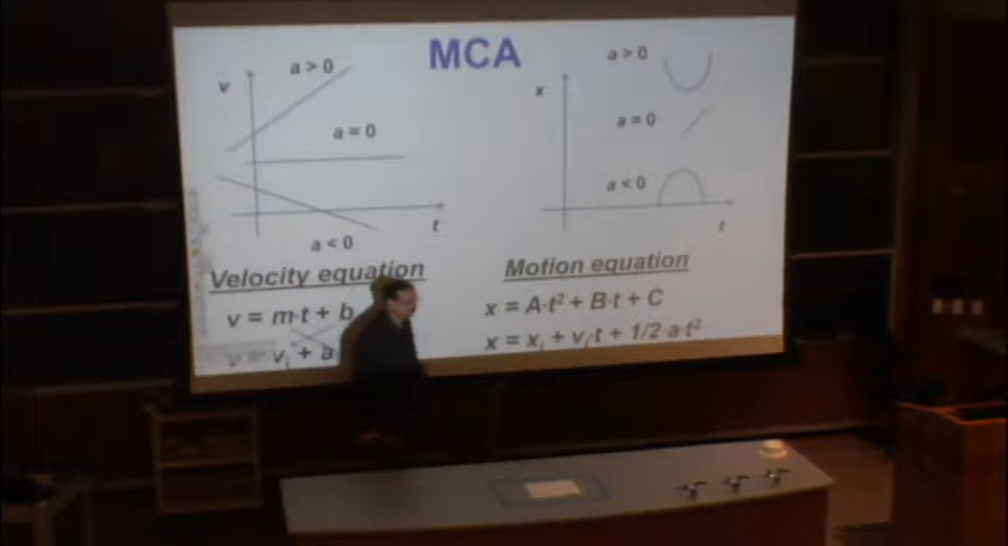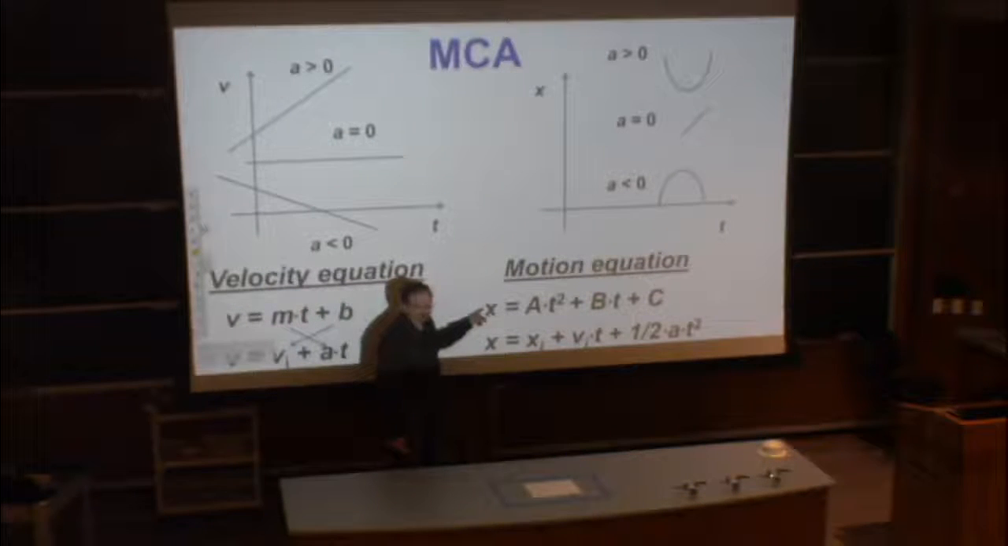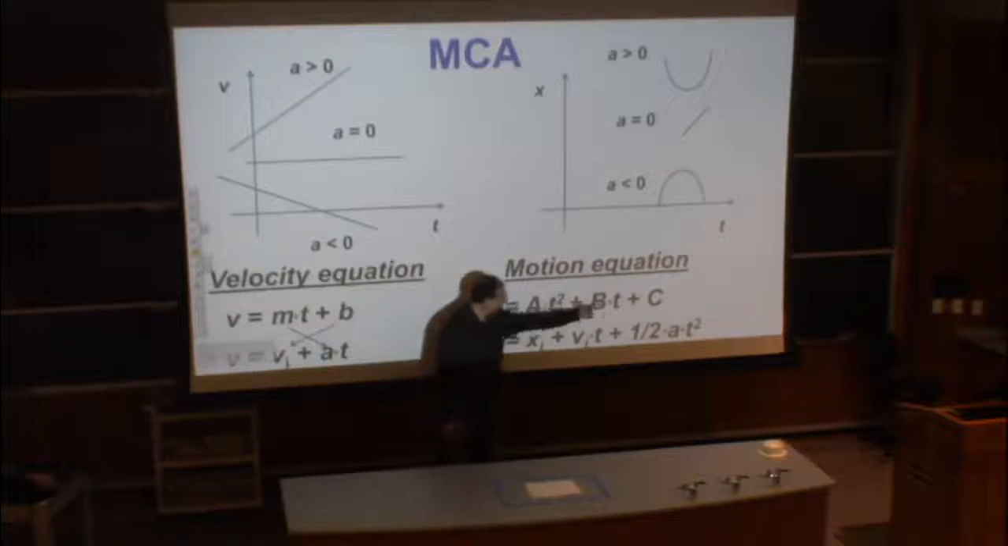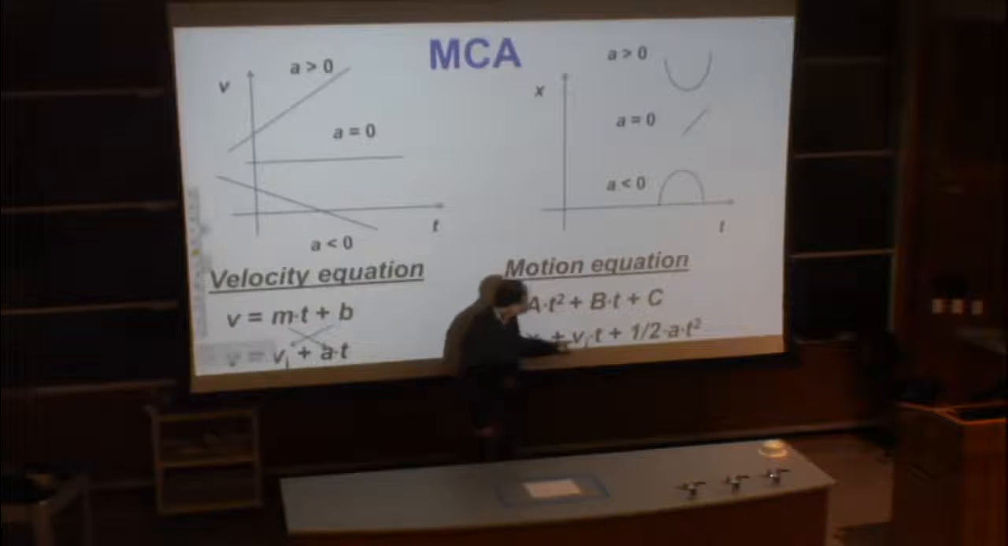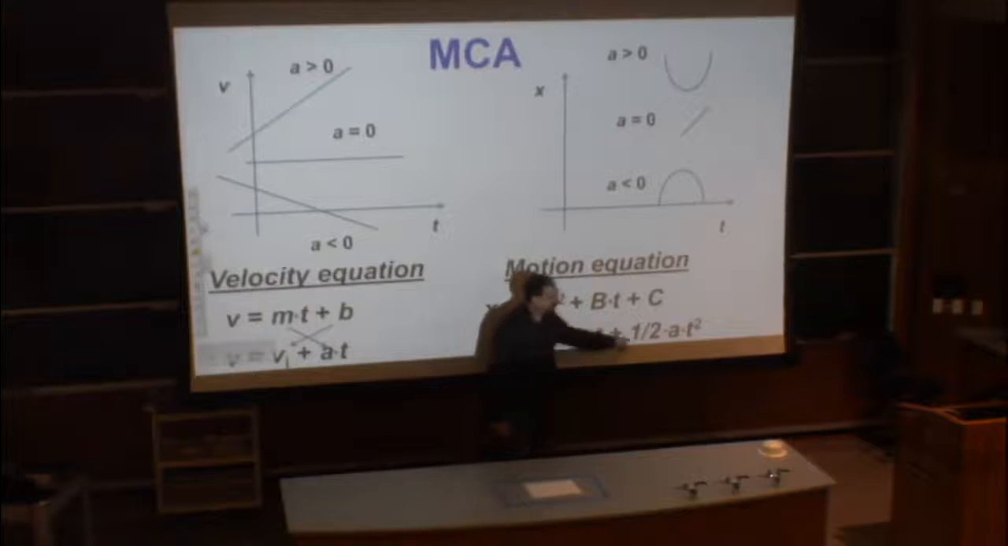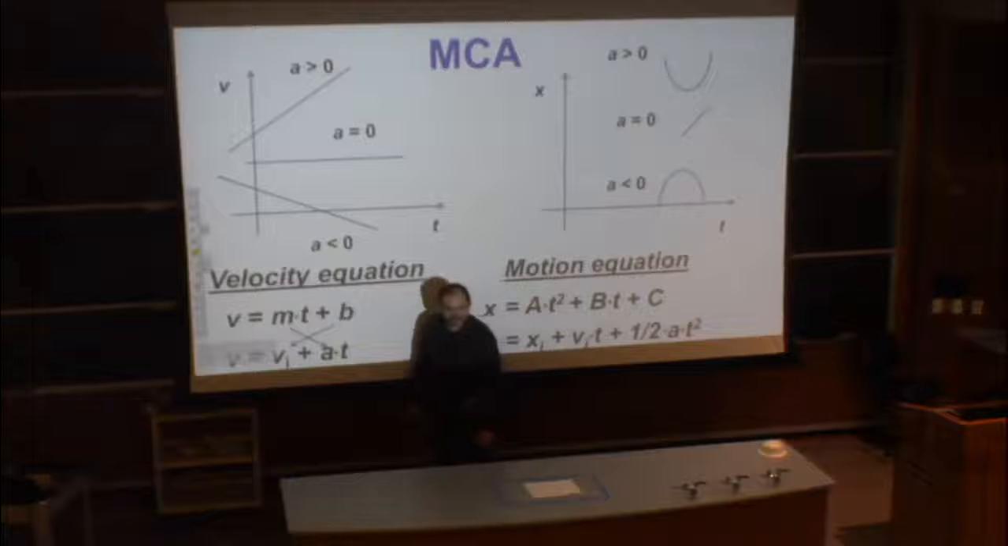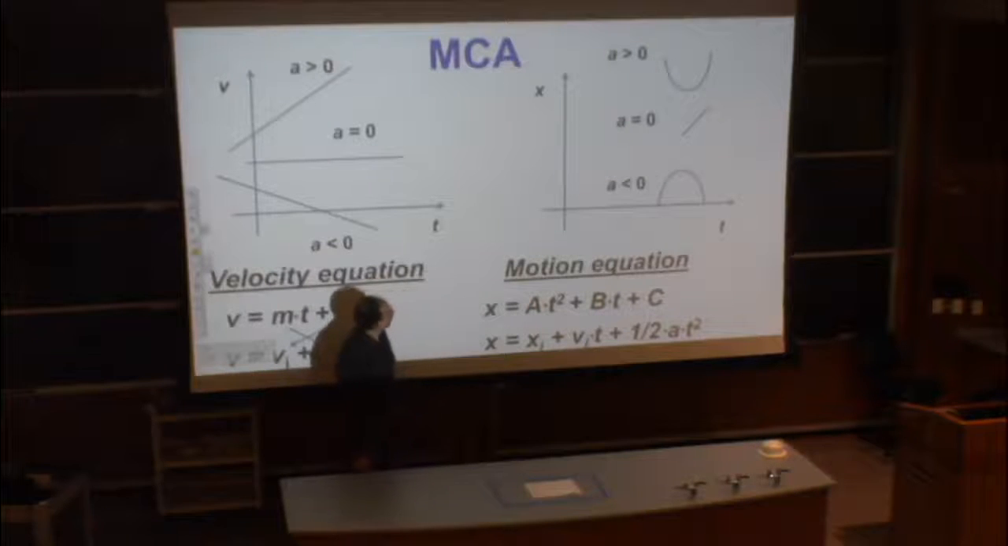The motion equation for the mathematician is a quadratic equation, just constants. For a physicist, C represents the initial position, B represents the initial velocity, and this coefficient is equal to a half of acceleration. Depending on combinations of variables, we can have different graphs.